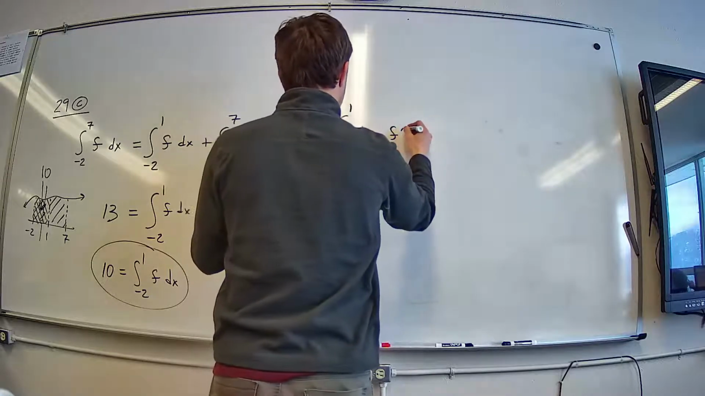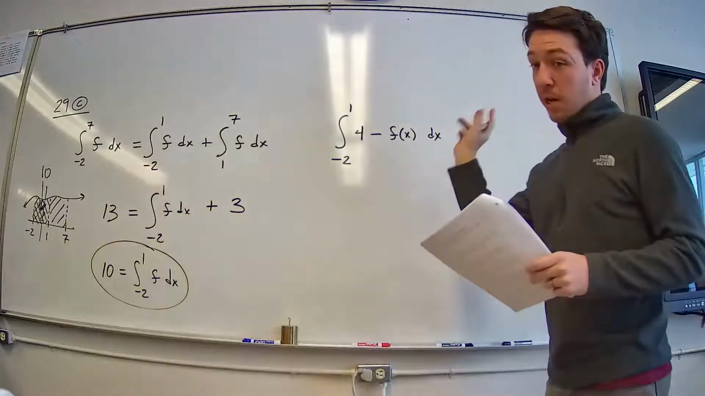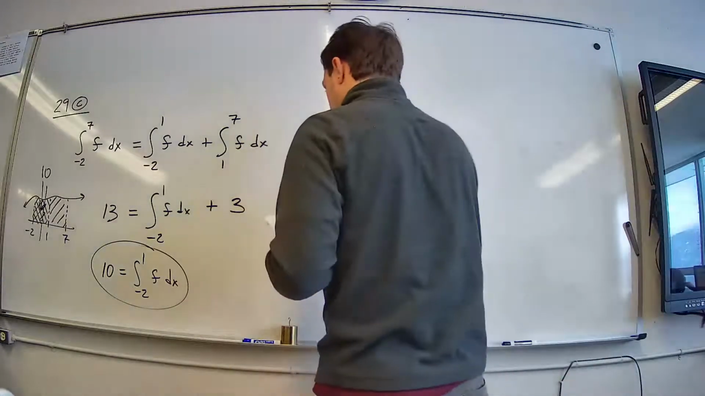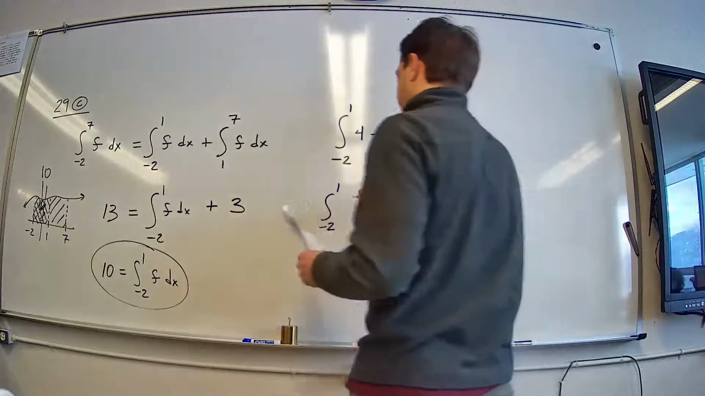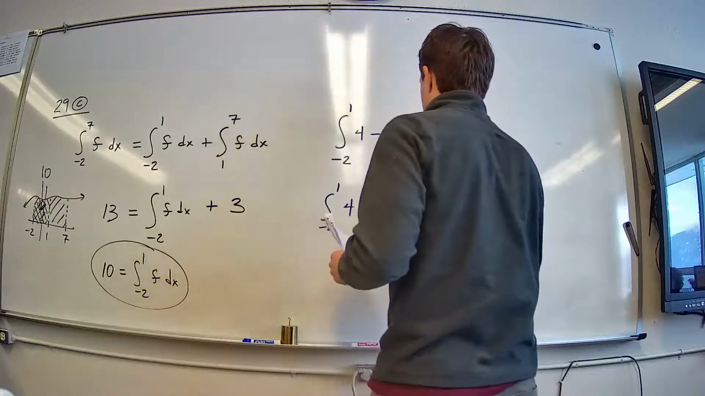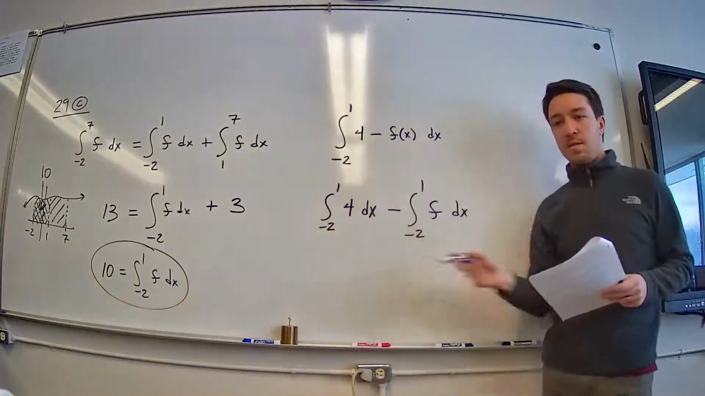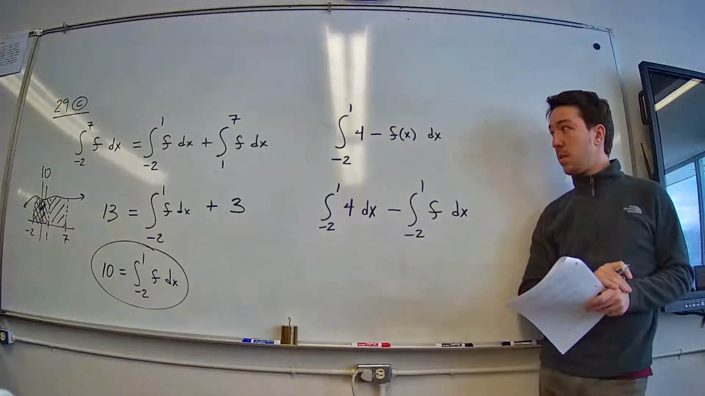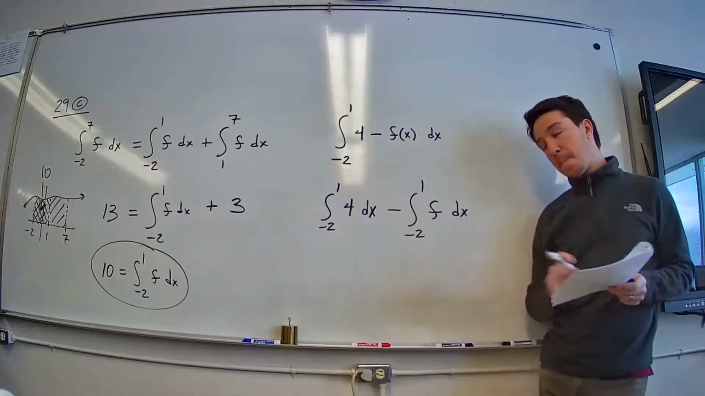So now the question's asking us to evaluate the area from -2 to 1 of 4 minus f of x. So now two things. I got to split it up. You can't bring the 4 to the outside. Okay, so holla at me if this is confusing. Make sense? So you split it up.